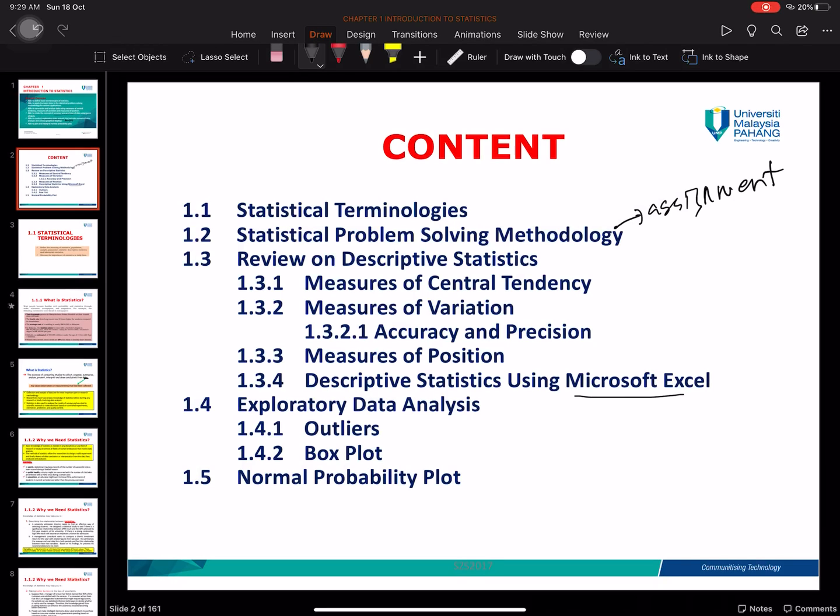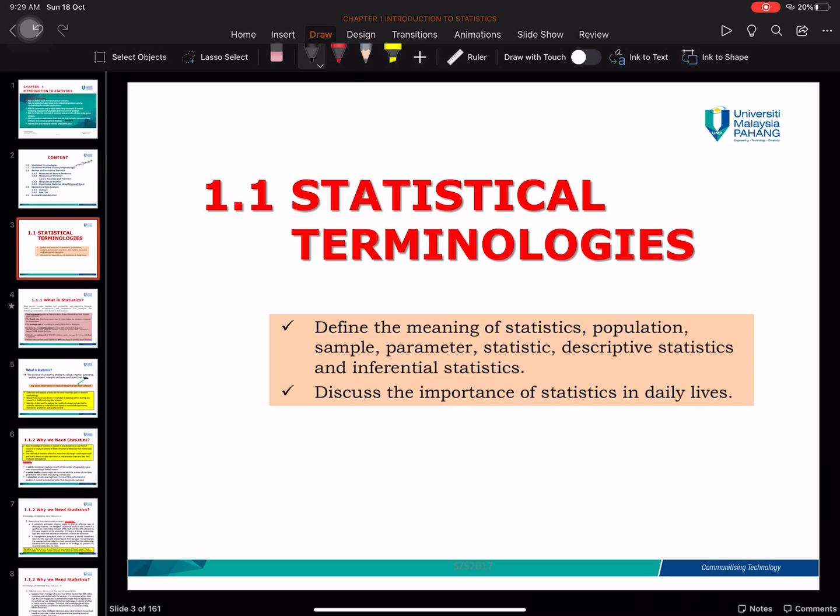Then we have exploratory data analysis, or EDA. We will discuss what an outlier is, how to calculate outliers, and then the box plot. The last one is the normal probability plot, a graph that we use to check whether the data that we have is normal or not.